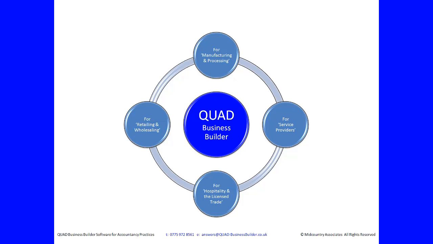So what do you need to run it? If you're working within an established business, you need a set of accounts. They can be either statutory or management, and the more up-to-date the better. Alternatively, you can use Quad to build an extraordinarily powerful startup proposal using nothing more than a few thoughts and ideas.